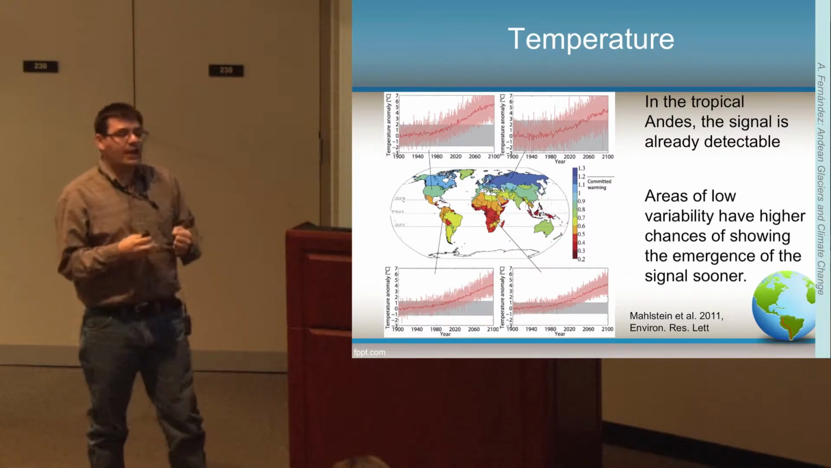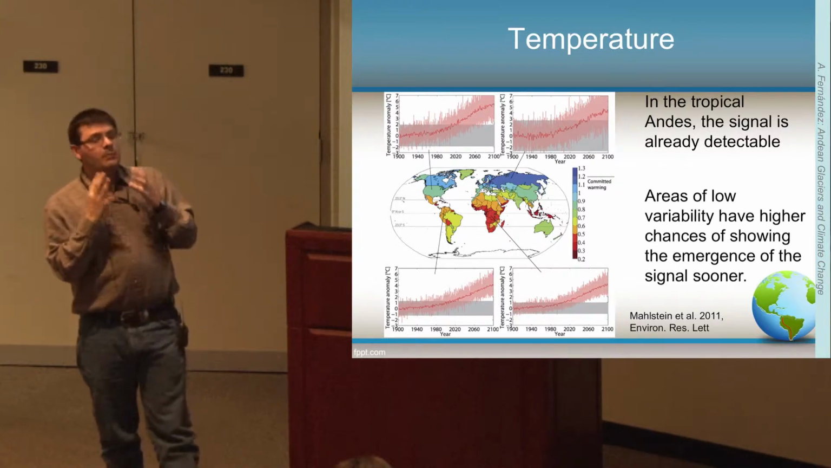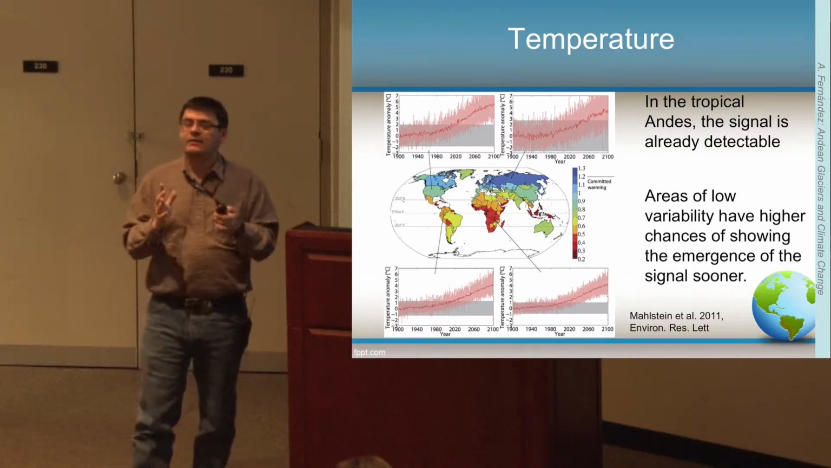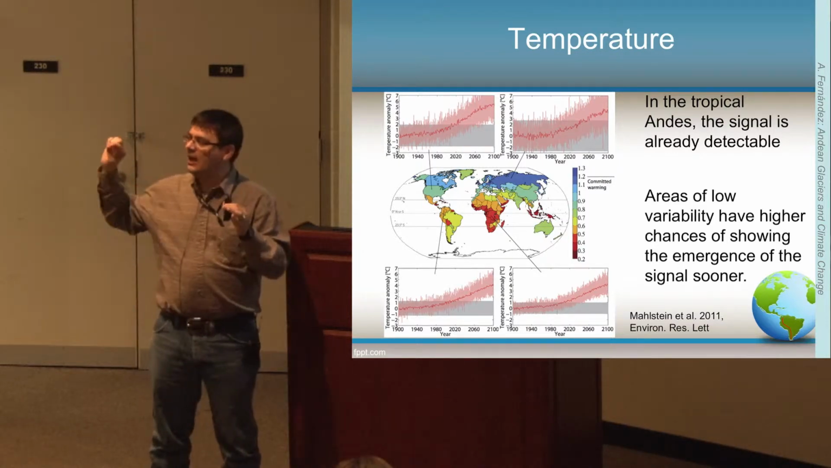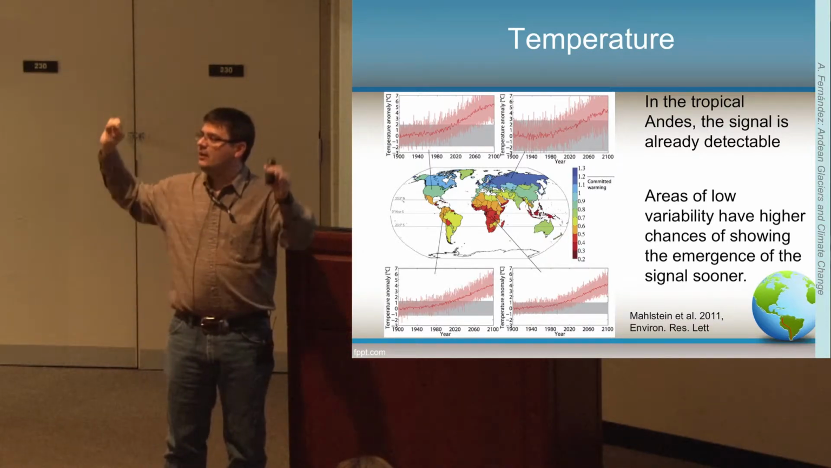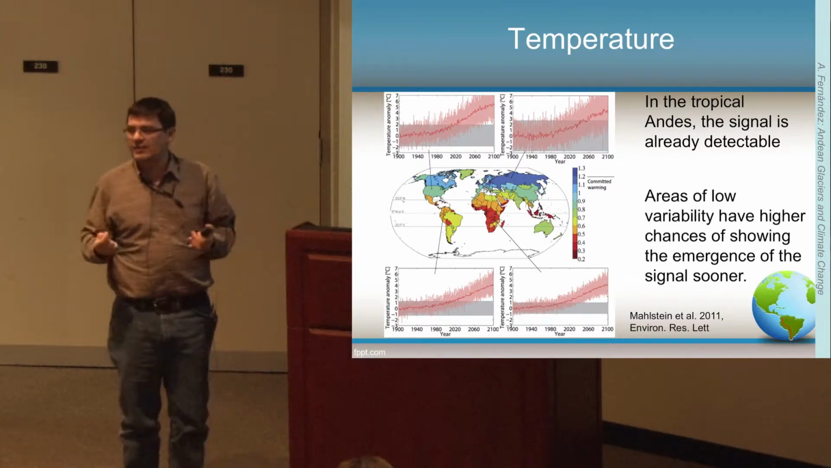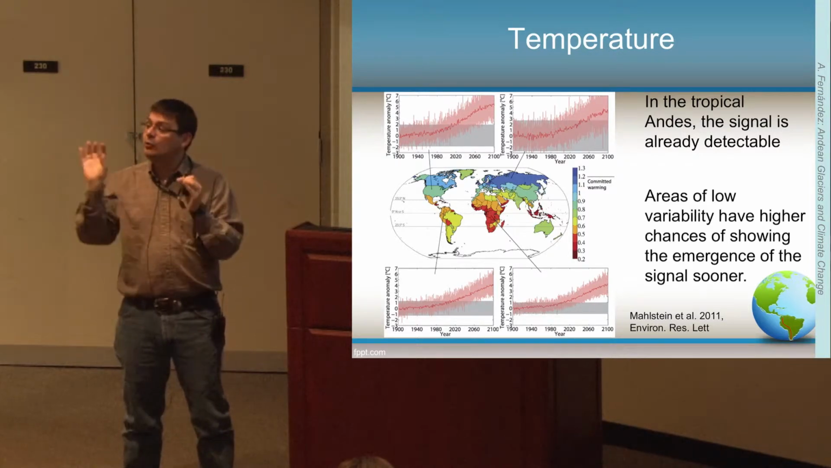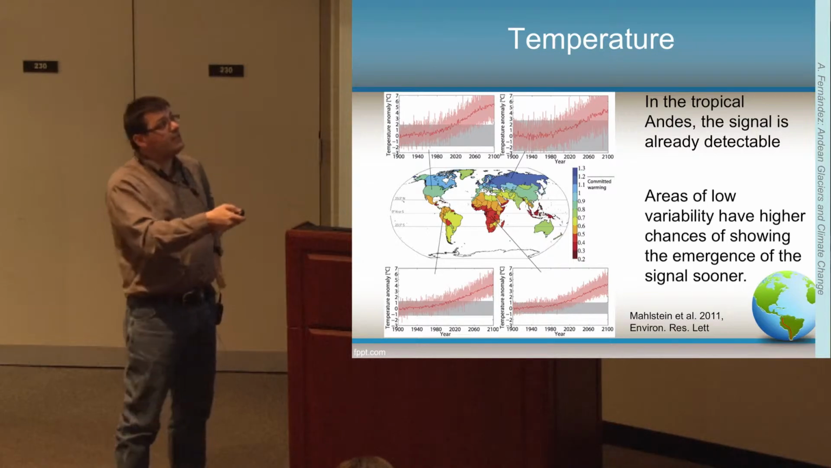Basically, one of the main conclusions of these studies is that in places where we have little variability, for example in temperature in the tropics, we have very small variability in time. Temperatures are very similar across the year. So most of the studies say that in these areas we are closer to finding the global signal in these regions.